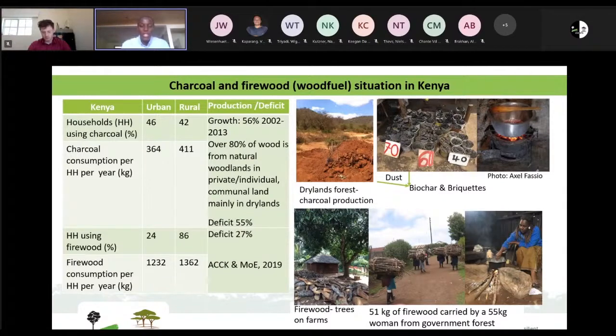Charcoal is produced mostly in the drylands, and wood is buried under soil and burns under controlled oxygen, and the charcoal then is traded and used for cooking. The same system, the charcoal production using those kind of traditional kilns, results in dust that is being harvested for biochar production, for biochar use. And in terms of firewood, it's mainly used in rural areas and sourced by mostly women and children from forests and used in open fire.